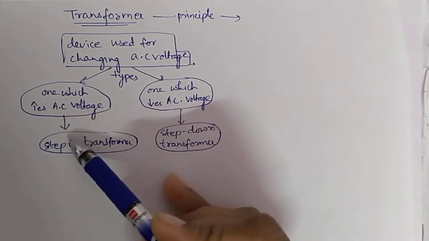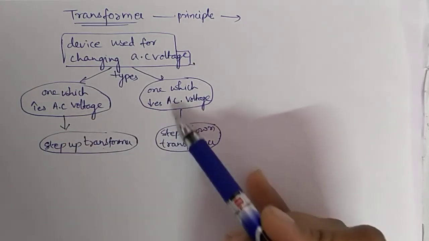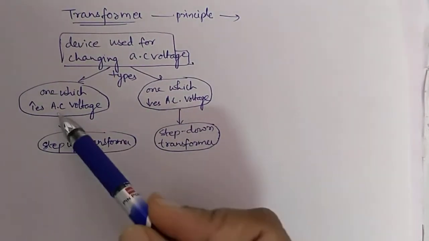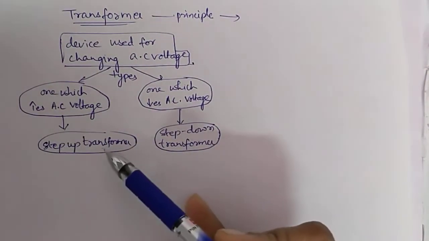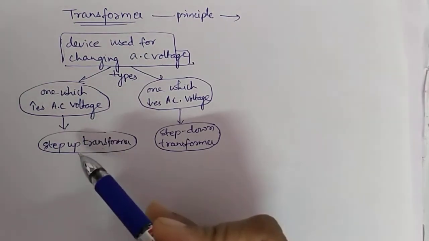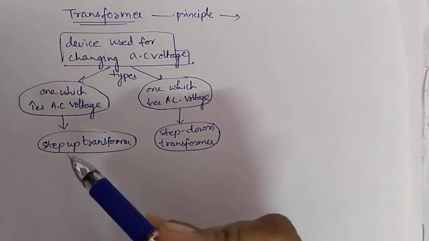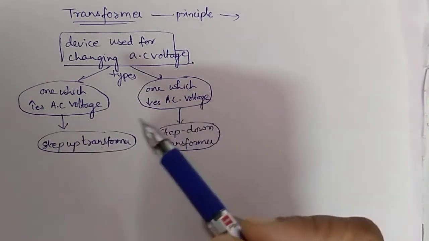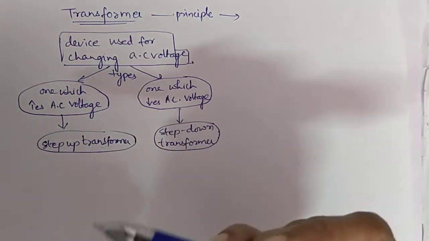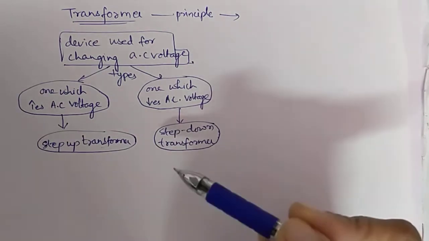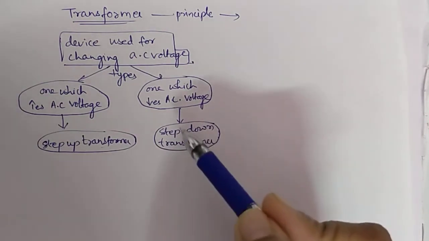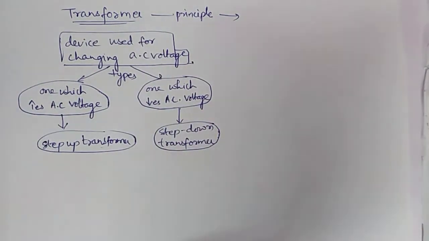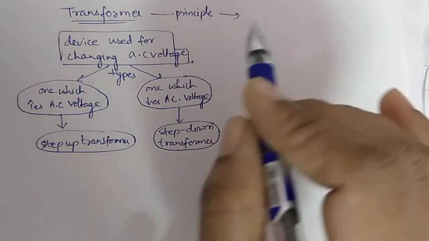The one which increases AC voltage is called a step up transformer, and the other one is called a step down transformer. Suppose you have a 220 volt AC supply. If you want to make it 330 volt AC supply, then we have to use a step up transformer. And if you want to bring 220 volt down to 110 volt AC supply, then we have to use a step down transformer. So basically a transformer is a device used in AC circuits only. DC is not used in this.